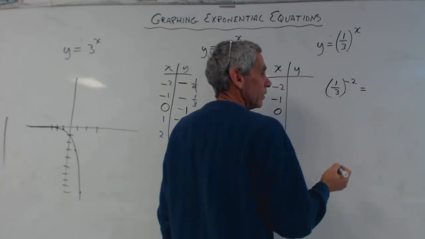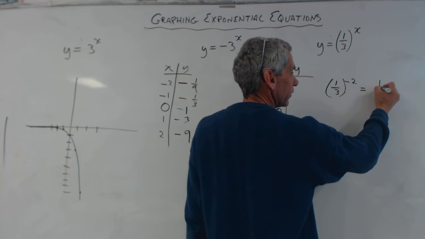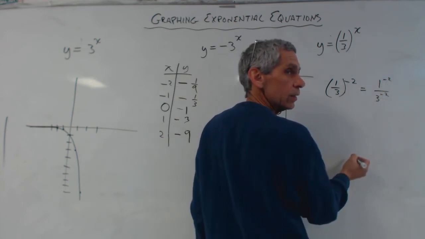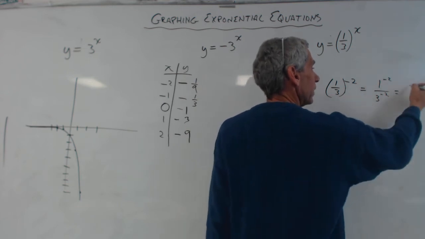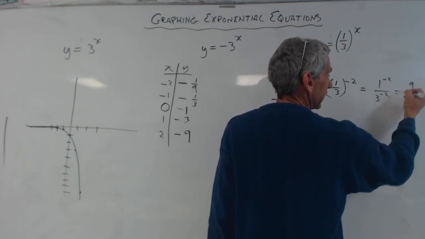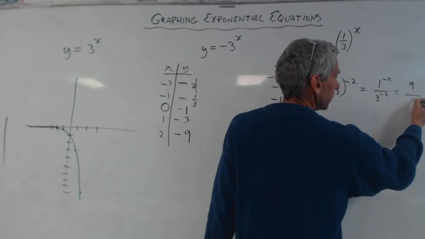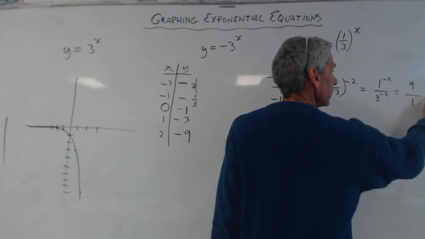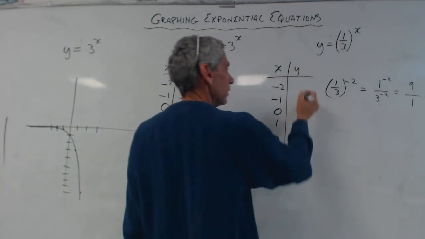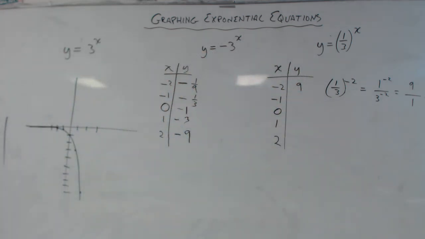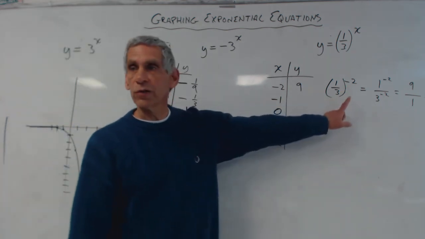So if we did it the long way, this would be 1 to the negative 2 over 3 to the negative 2. You agree with me? Which is really, flip it, 3 over 1 to the positive 2, which is 9, over 1 to the positive 2, which is 1, which is just 9. Does that make sense? Do you guys see that? But now, let me just show you a trick.